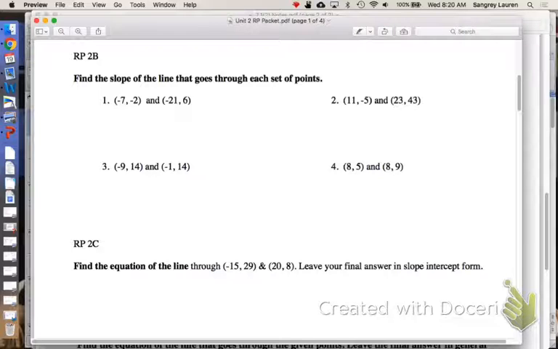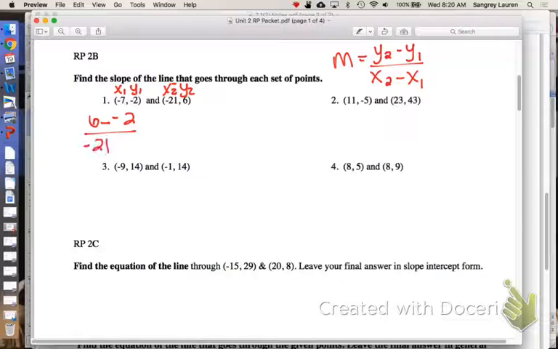So for the slope formula, we know that the slope equals y2 minus y1 over x2 minus x1. So in our 2 points, we have x1, y1 and x2, y2. So for number 1, we should have 6 minus negative 2 over negative 21 minus negative 7. So this becomes 8 over negative 14, which reduces to 4 over negative 7. So make sure you are always reducing your slopes and simplifying them.